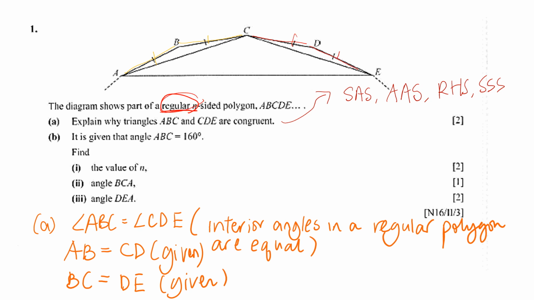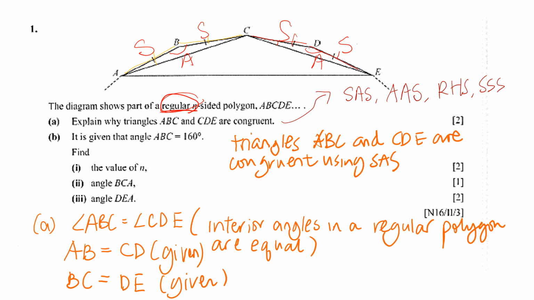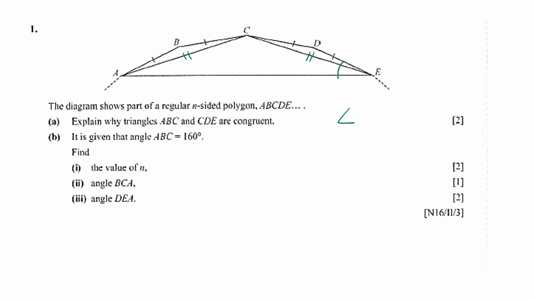Alright, so you see that I have side, angle, side, right? Side, angle, side. So therefore these two triangles are congruent using SAS. Alright, so that is part A. Right, so let's look at part B. B part I, you're supposed to find the values of n. That means you're supposed to find the number of sides of a polygon.